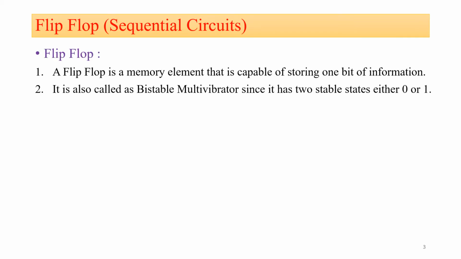So the flip-flop is a memory element which is capable of storing 1 bit of information. As in the previous lecture we covered the 1 bit memory cell, and one flip-flop can store only 1 bit at a time. That's why it is called a memory element that is capable of storing 1 bit of information. It is also called a bistable multivibrator since it has two stable states, that is either 0 or 1.